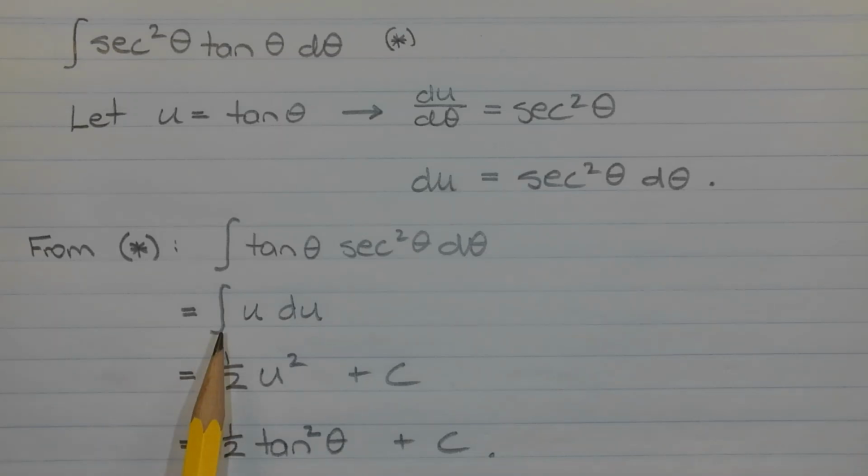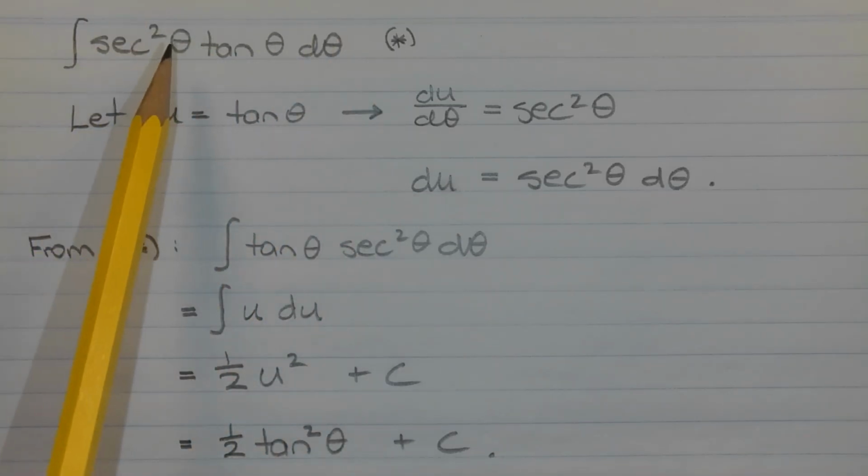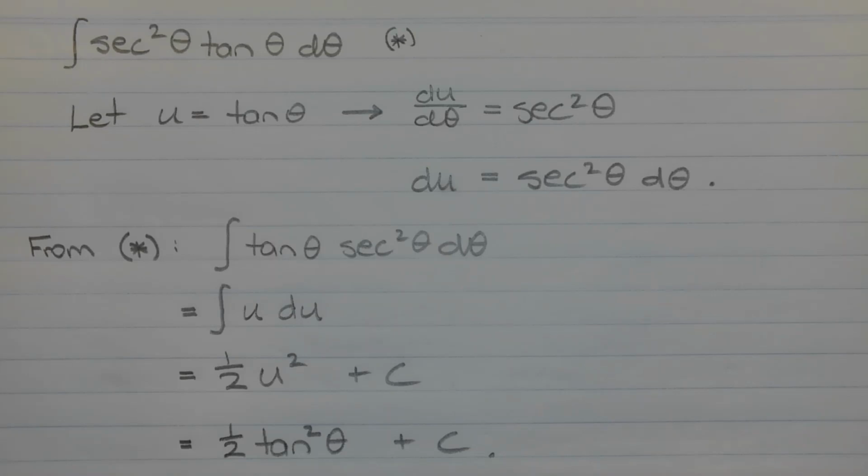So integrating u with respect to u, we get half times u squared plus the constant of integration c. But the original integral is in terms of theta. Now we know that u is equal to tan theta, so we can substitute out the u and replace it with its equivalent in theta. So half times u squared plus the constant of integration c is equal to half times tan squared theta plus c.